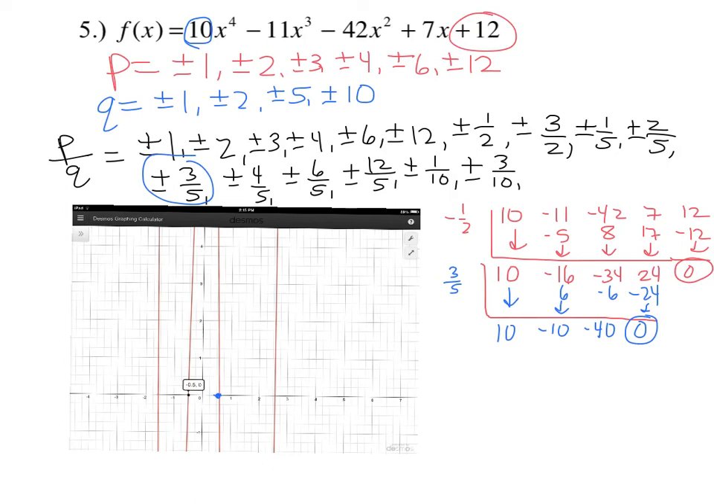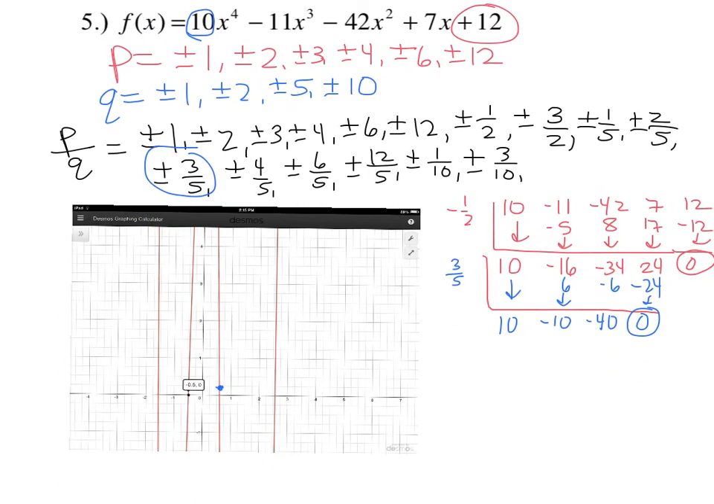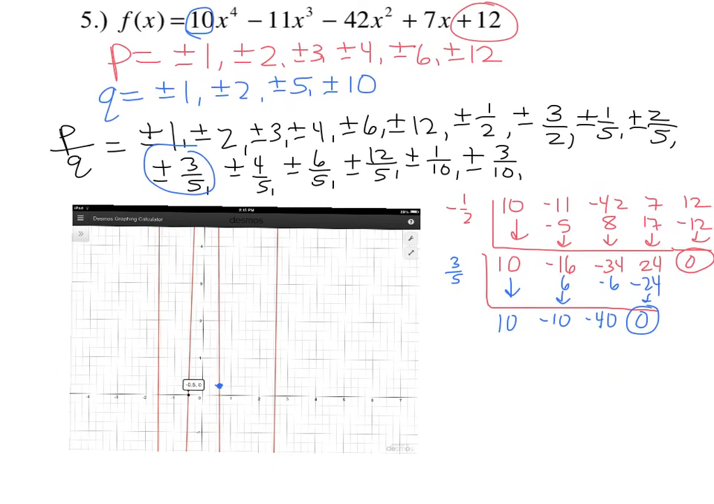Okay, so let's write this out in factored form. We know that x plus 1/2 must be a factor in order to get negative 1/2 when we solve it. And x minus 3/5 must be a factor. And then we have x squared minus 10x minus 40. Oh, I'm sorry, 10x squared. Can't forget that leading coefficient. So 10x squared minus 10x minus 40.